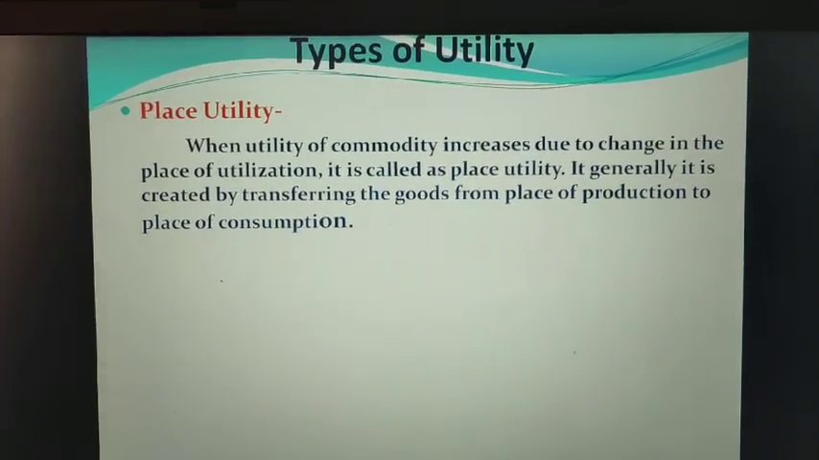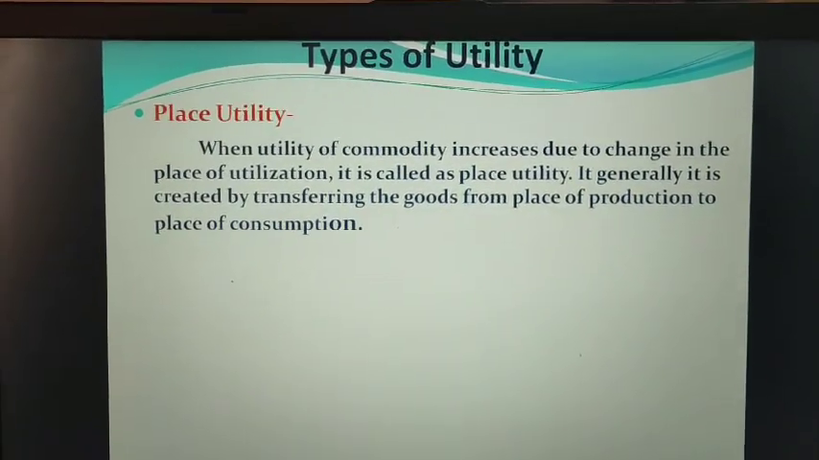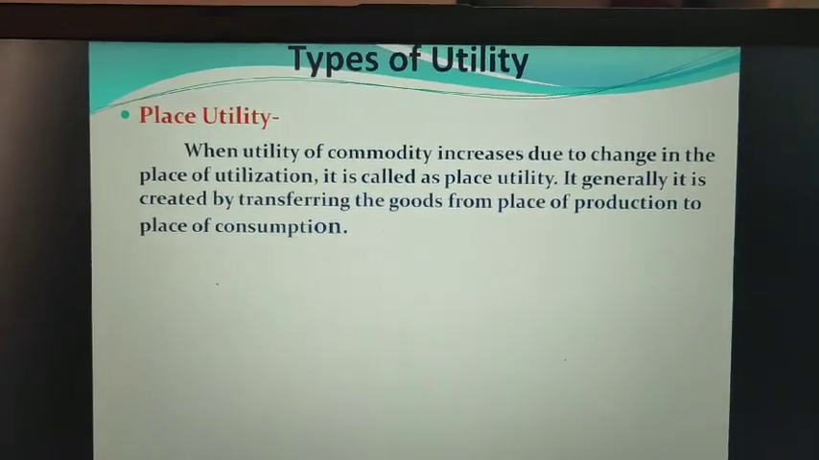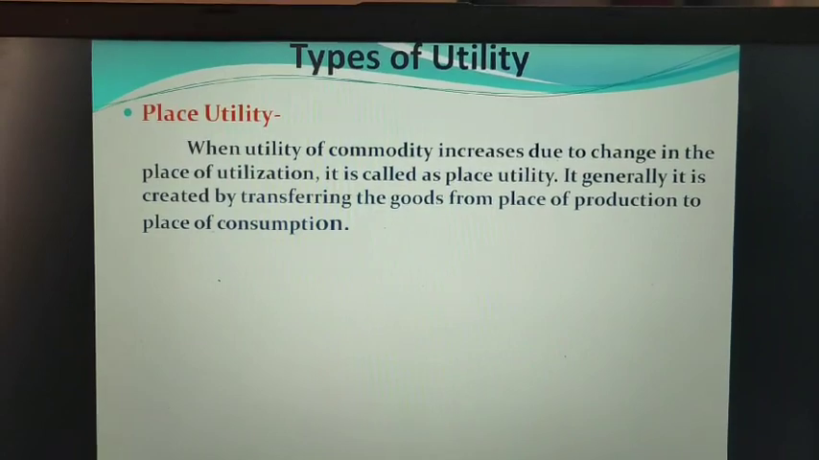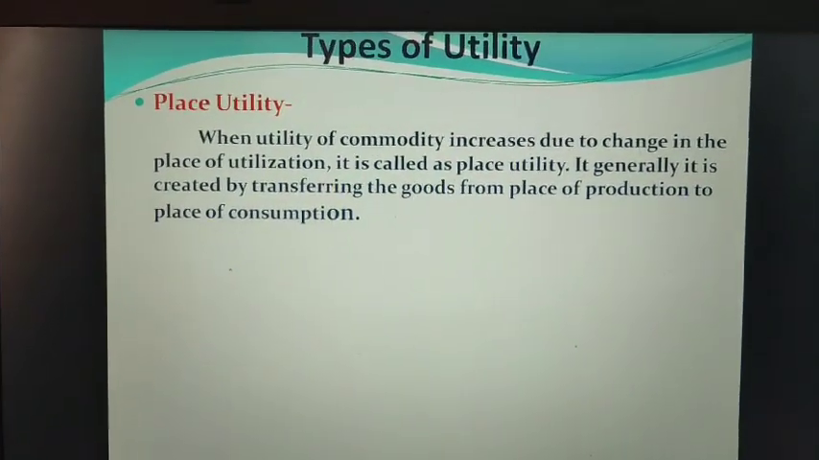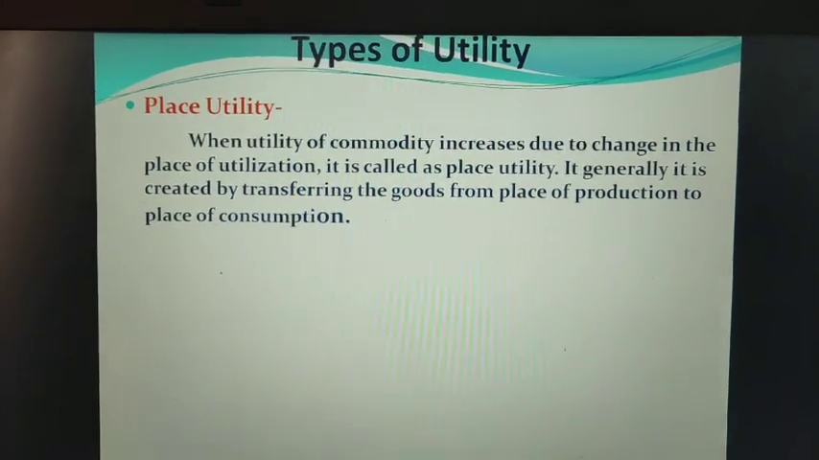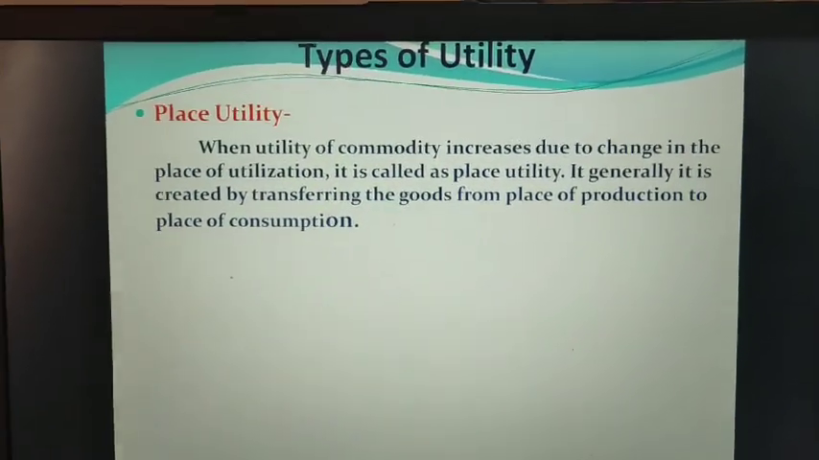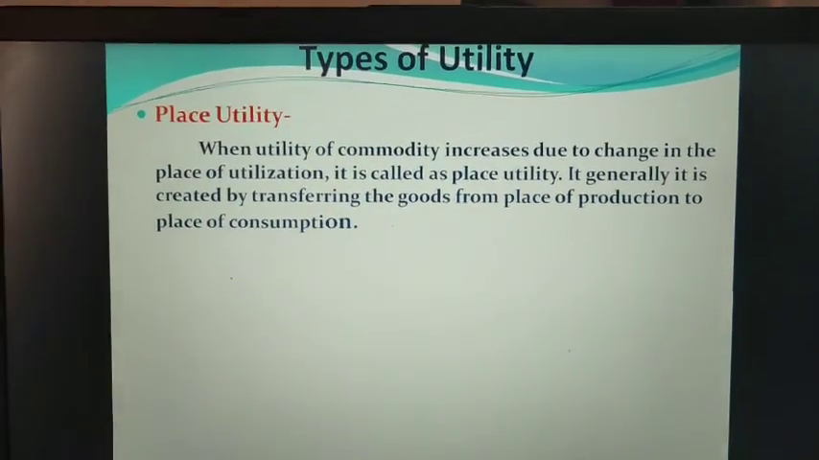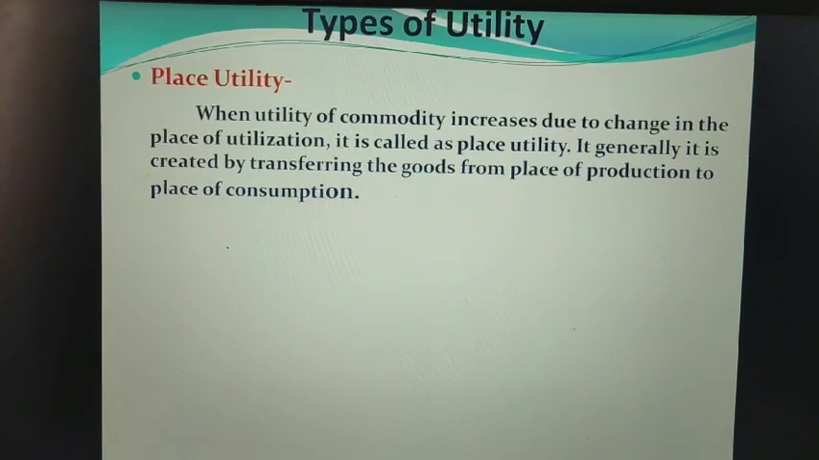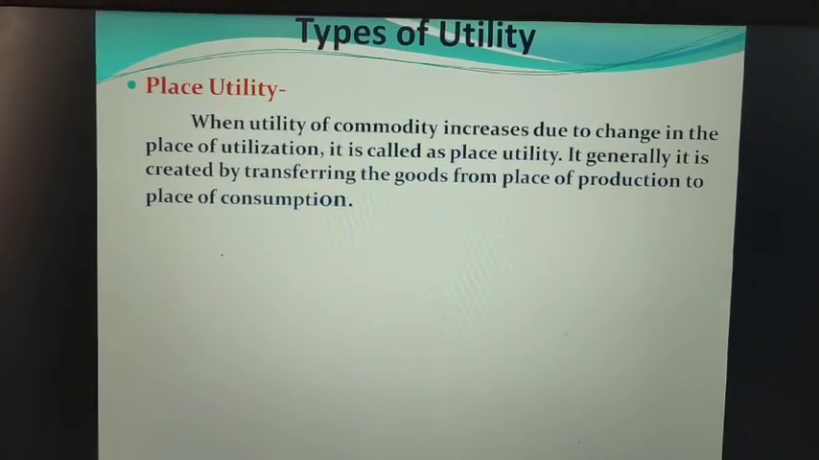Okay, but the tea which is produced in Assam, we export it out of India also, and we are using it in India also. So though it is produced in Assam, we can also use it to satisfy our want. Why does it happen? Because we have transferred it from Assam to different places, right? So many times the utility of any commodity changes due to a change in its place of utilization.